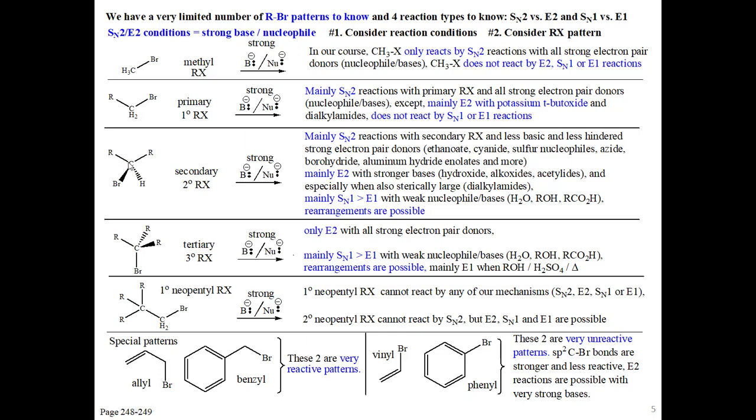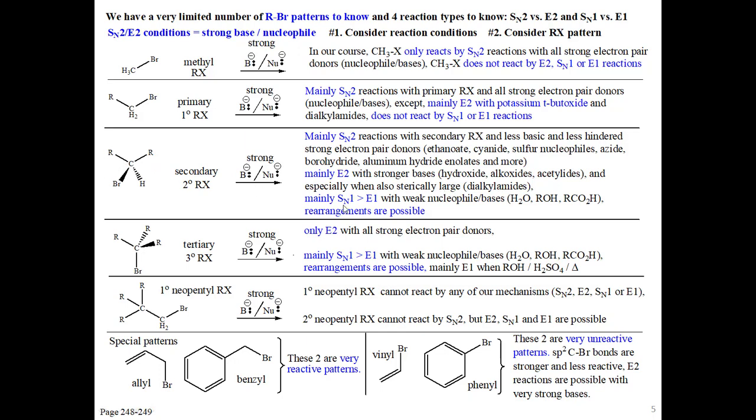Secondary is the problem, because at secondary, we can do all the reactions. For many of the nucleophile bases that we talk about with a minus charge, it'll be SN2. These will be fairly stable minus charges, like ethanoate, cyanide, sulfur nucleophiles, azide, the hydrides, aluminum hydride or borohydride, or enolates. These will be mainly SN2, and that'll be our proposal for predicted products. If the nucleophile base is big and bulky, or pretty basic, then E2 tends to be the winner. That would be for hydroxide, alkoxides, acetylides, and also sterically large dialkyl amides.